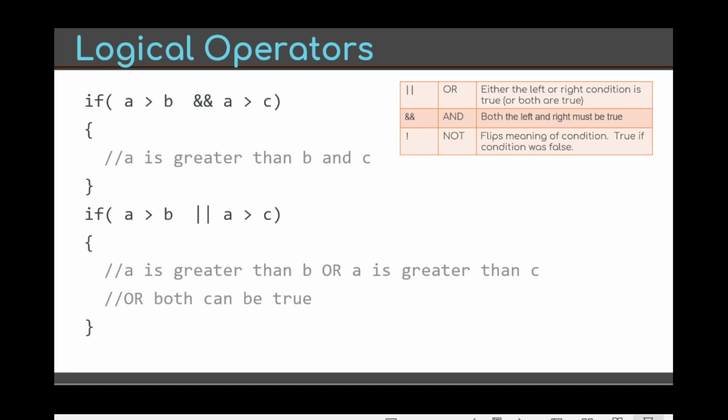Here's an abstract example. If A is greater than B and A is greater than C, we know then that A is greater than B and C. If A is greater than B or A is greater than C, we know that A is greater than B or A is greater than C. Or both can be true.